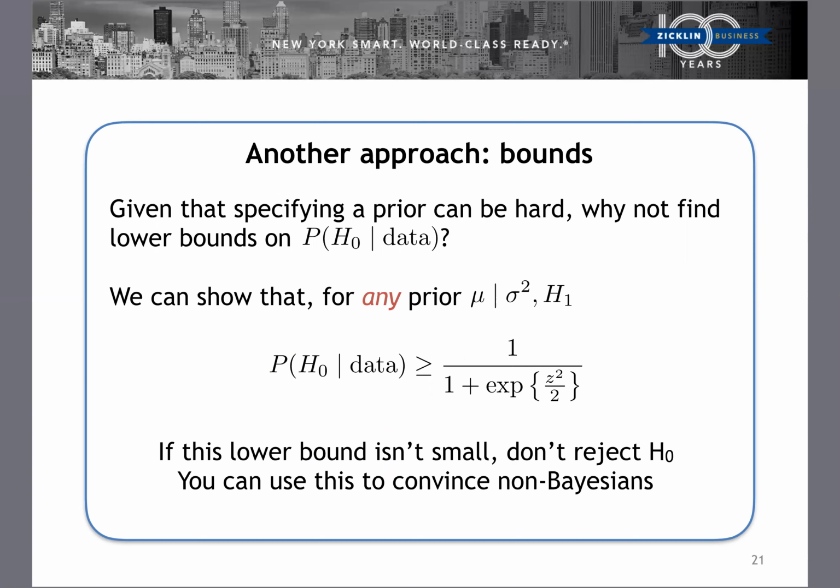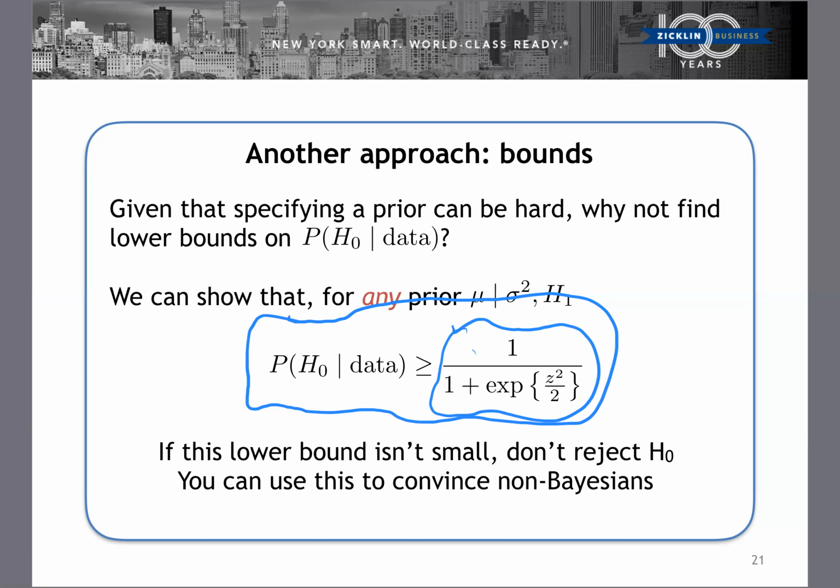Okay, so one thing that you can do is report what I'm calling a lower bound. It turns out that if you do some math, you can find that this result is true. The way that you should read this is that no matter what prior you specify, you're always going to get a posterior probability for the null that is at least this value. So you can be really mean to the null, put a really bad prior for it. You're going to get at least this much probability.